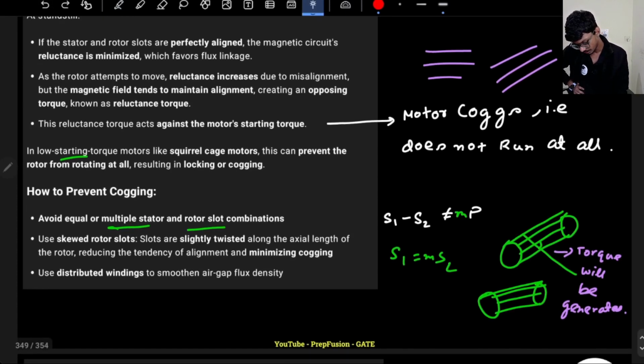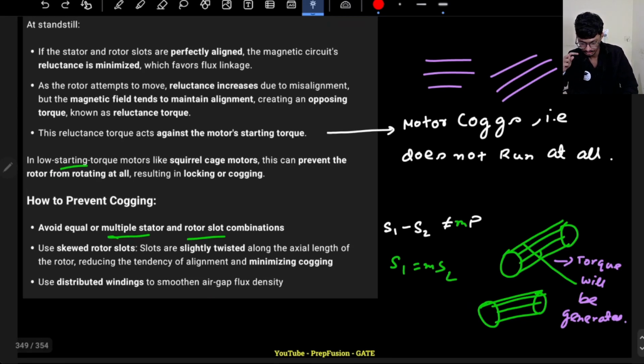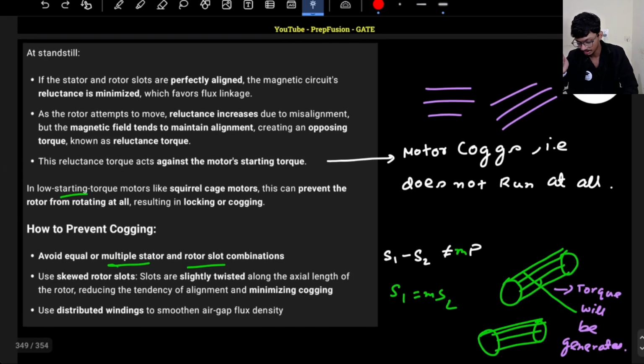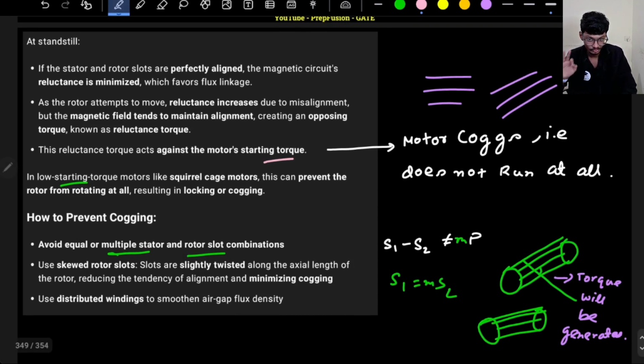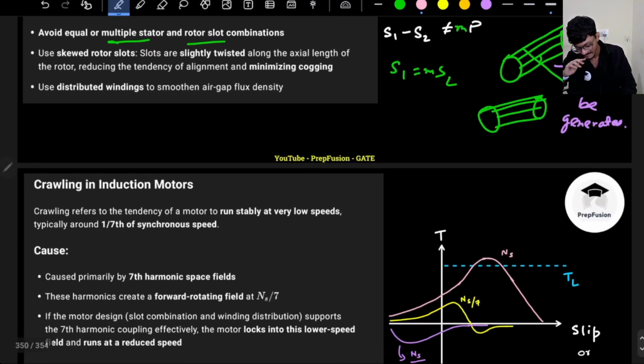Or we can use distributed windings. Distributed windings can smoothen out the air gap flux density, due to which reluctance will not be an issue. So if the rotor tries to rotate, it will not experience the reluctance torque. Okay, just remember this. I'm explaining this theoretically because only this much is important, other things are not important.